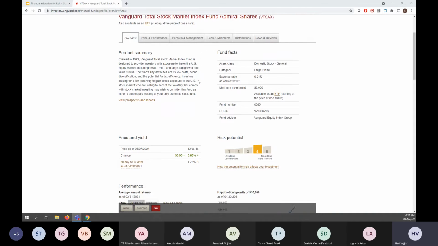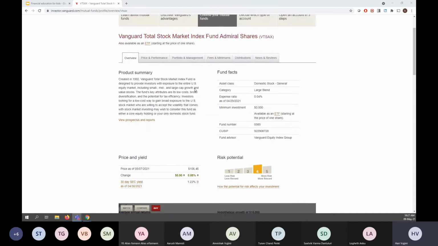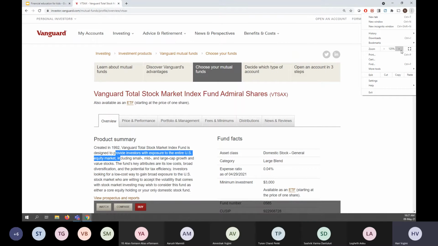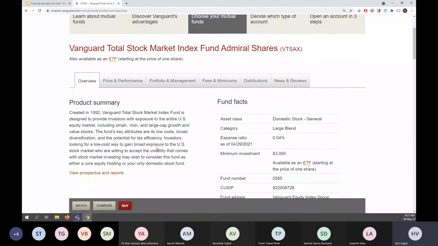So it's investing across the whole stock market. You can read it here. It was created in 1952, designed to provide investors with exposure to the entire US equity market. So it's investing in all the companies in the US. It's not the S&P 500, it's the total market. So if you don't want to care about individual companies, whether Tesla did well or Bitcoin did well, or, I mean, Bitcoin is a different game altogether, let's say whether Apple did well or Google did well, you don't want to worry about how individual companies are doing. I just want to have a peaceful life.